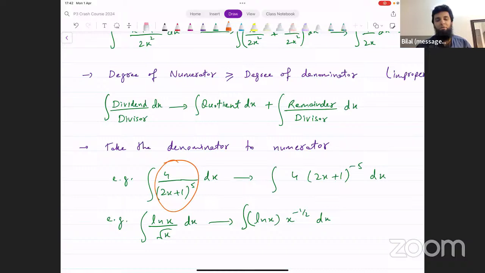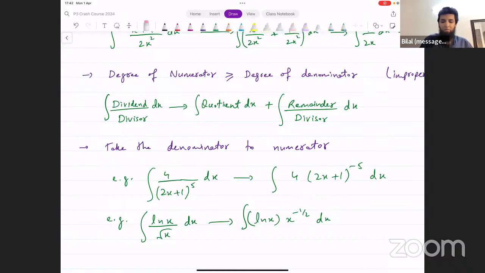If you have (2x + 1) to the power 5 in the denominator, and you just have a constant in the numerator, you can just bring the denominator to the numerator. And this becomes a simple power rule integration because the part inside is linear. You could use the power rule here.